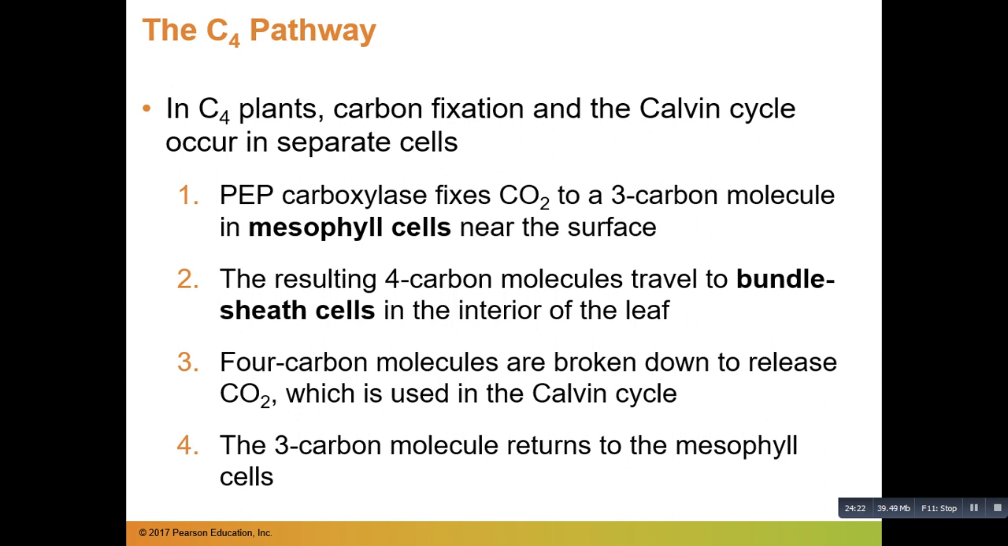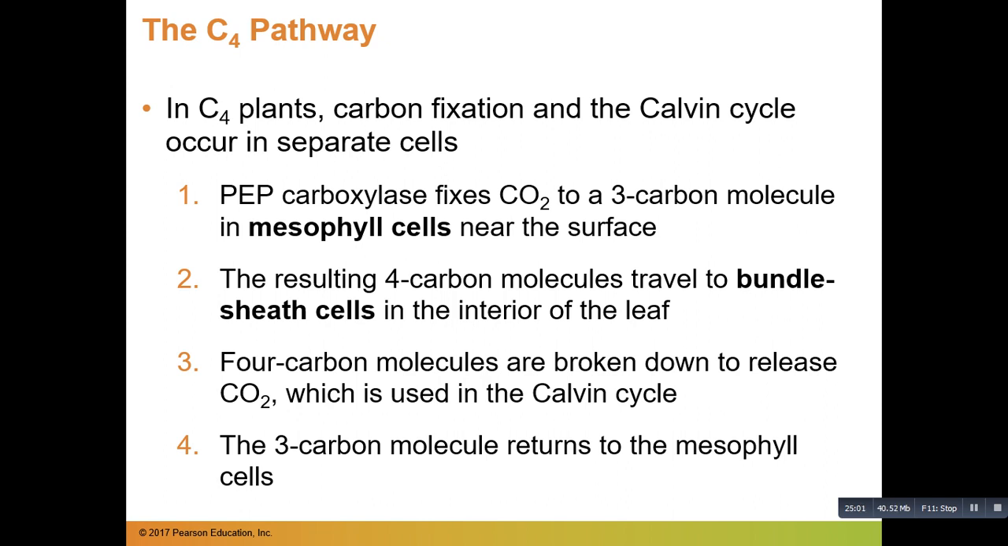We're essentially packaging up our carbon dioxide through the C4 processes, transporting them into a separate room, releasing the carbon dioxide where there is no oxygen, and now we're going to complete the Calvin cycle. Once we're done releasing the carbon dioxide, our 3-carbon molecule is going to return to the mesophyll cells to fix more carbon dioxide.